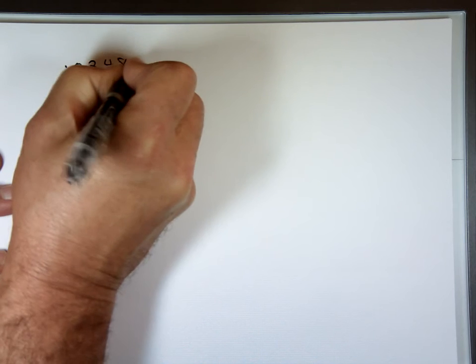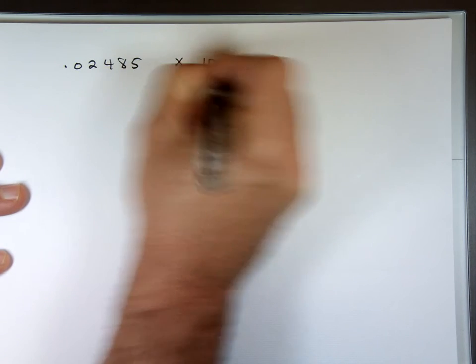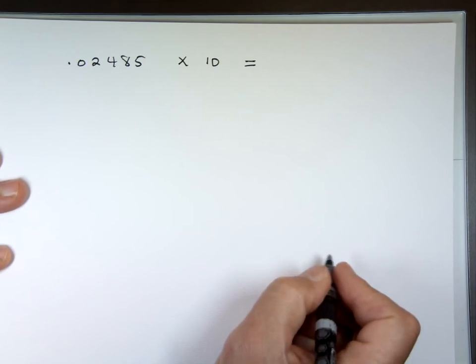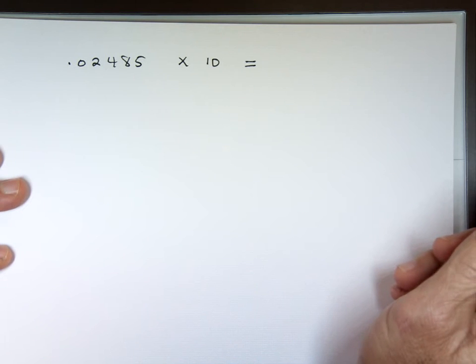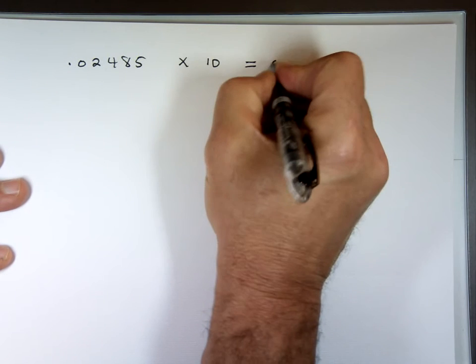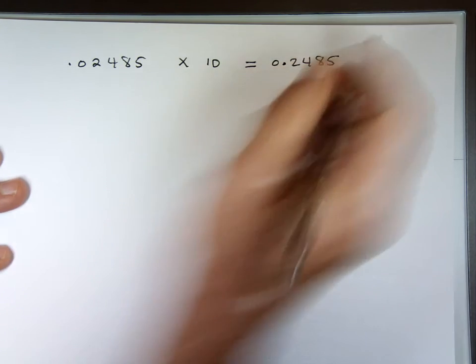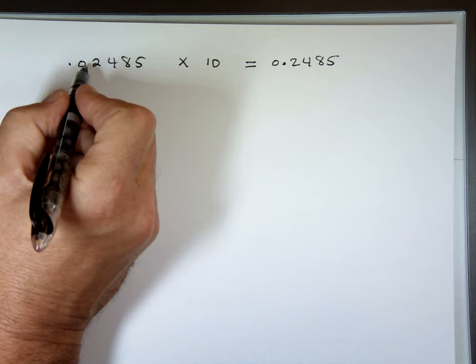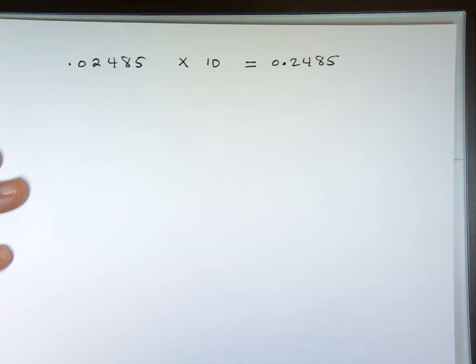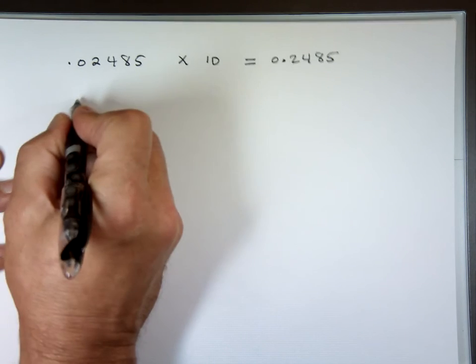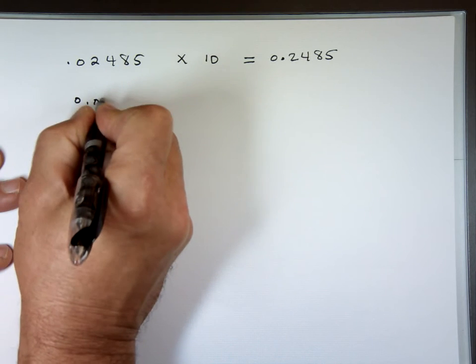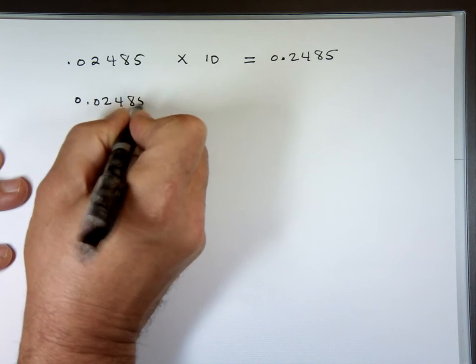So if I write this quickly, 0.02485, and I go times 10, what is the answer? 0.2485. Yes, you move the decimal point. Did you want to what? 1 place to the right? So 0.2485. Now 0.02485 times 100.